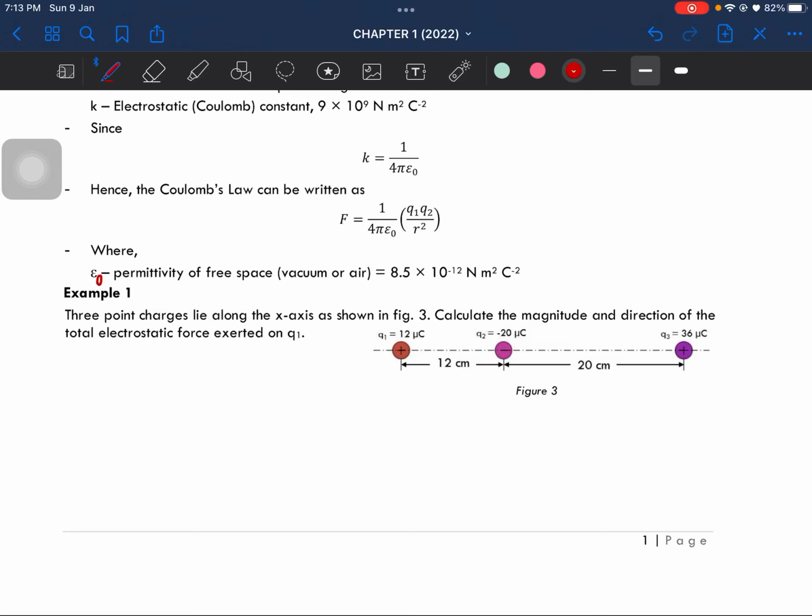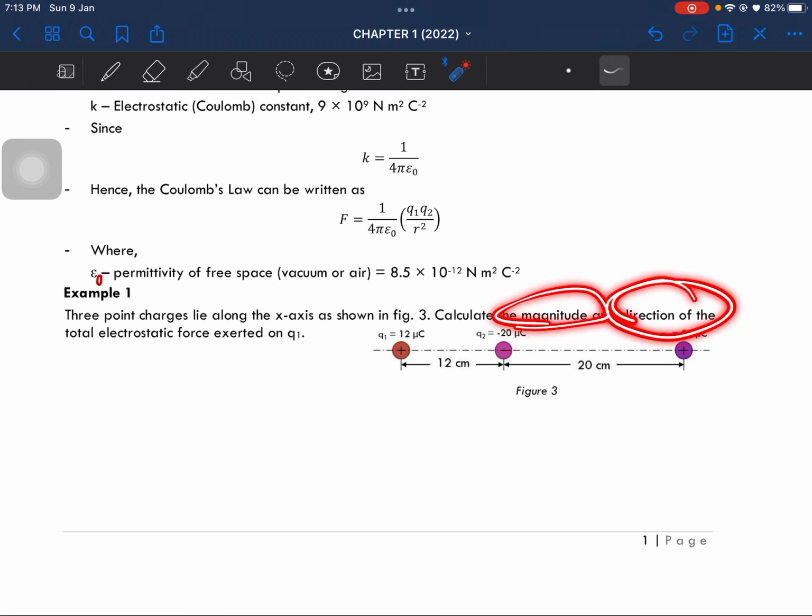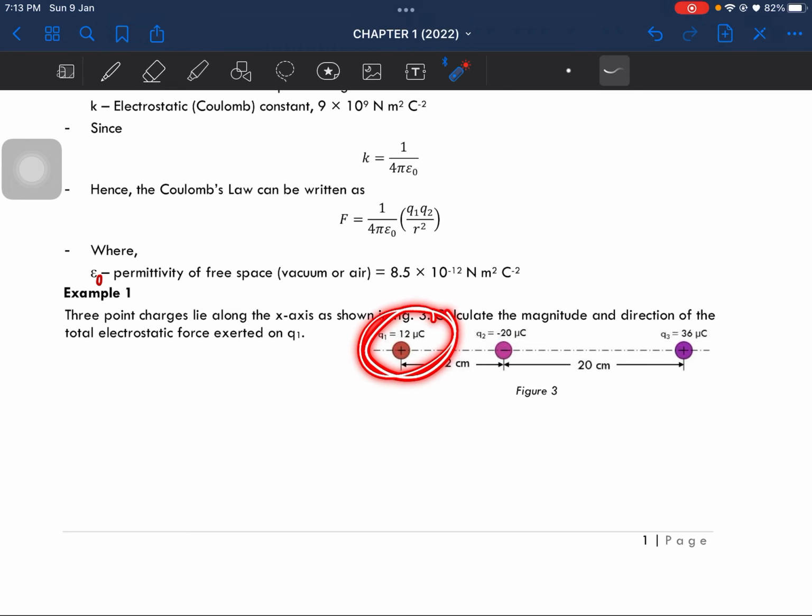Alright, let's do example number 1. There are 3 point charges that lie along the x-axis, as shown in this figure here. Calculate the magnitude and direction of the total electrostatic force exerted on charge 1. Okay, so we are only focusing on charge 1.